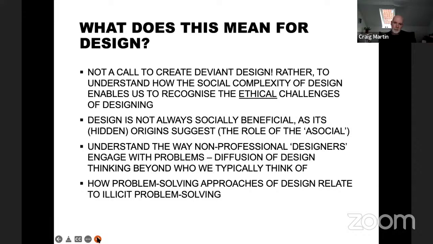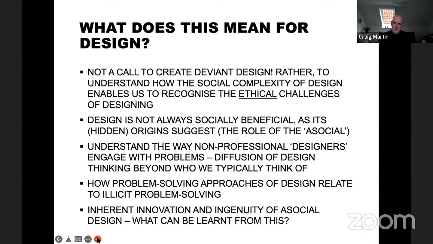The fourth point is that problem solving approaches to design relate in many ways to other forms of problem solving. So that could be illicit or illegal forms of problem solving. So I think some of these points about drug smuggling in particular maybe allow us to think about what problem solving approaches are within design more generally. And then the final point is about the inherent innovation and ingenuity of asocial design. By using the word ingenuity, I'm aware that often if we say something is ingenious, we're very positive about it. Again, I'm not necessarily applauding the types of smuggling that we saw in some of these examples. What I'm interested in is, what can we learn from this?